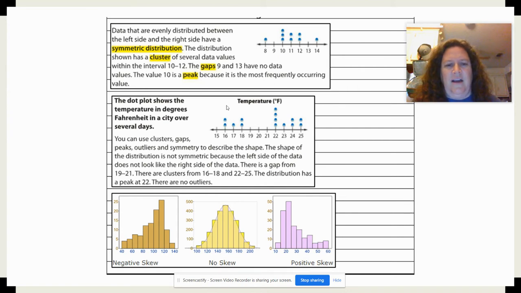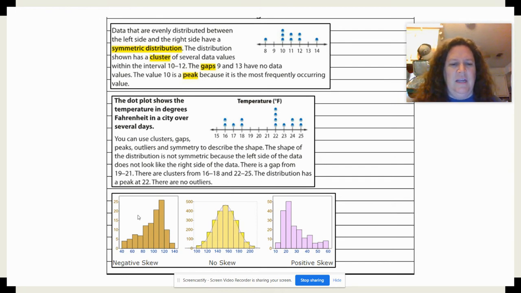This second dot plot here has a good size gap. So it's got two clusters, from 16 to 18 and another cluster from 22 to 25. You can see there's a pretty good size gap between the two. So the gap is 19 to 21. It doesn't have any outliers because it doesn't have any stuff way off to the side all by itself. And it has a peak at 22. That's where it pokes up.